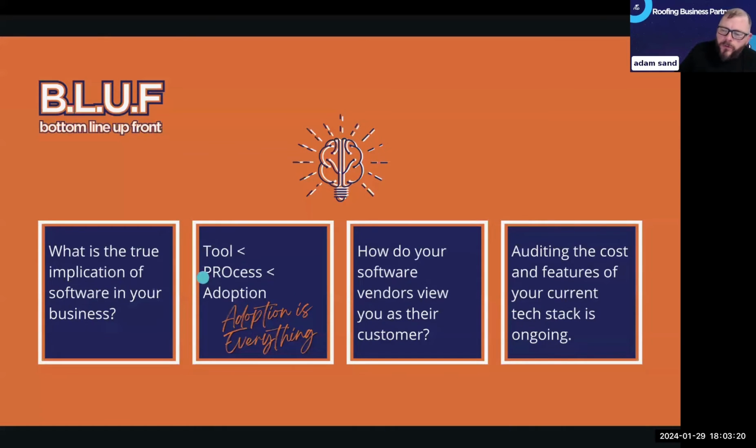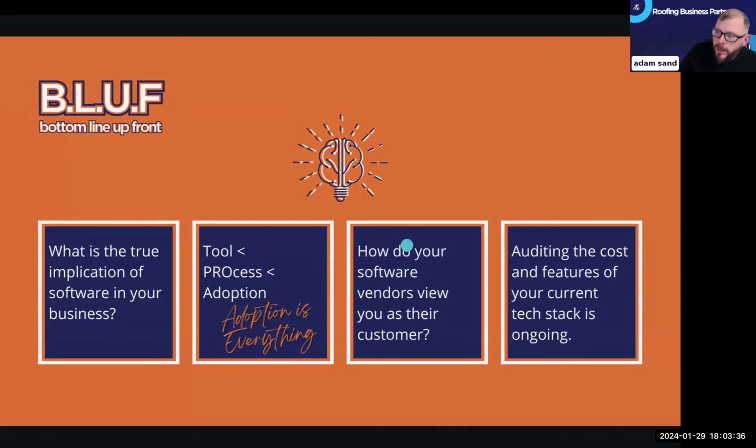The important thing to always remember with software is that it is a tool. It is a tool, right? And the tool does not matter as much as the process in which you use that tool or how you set up that tool to be used. And none of that matters as much as getting adoption of that process.